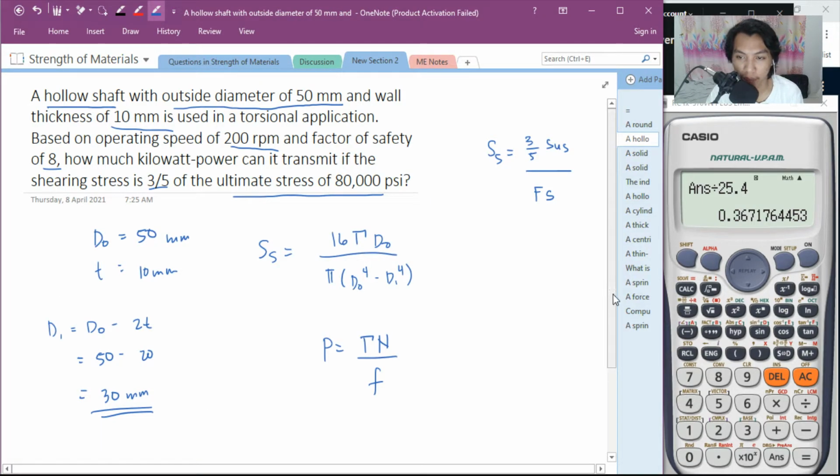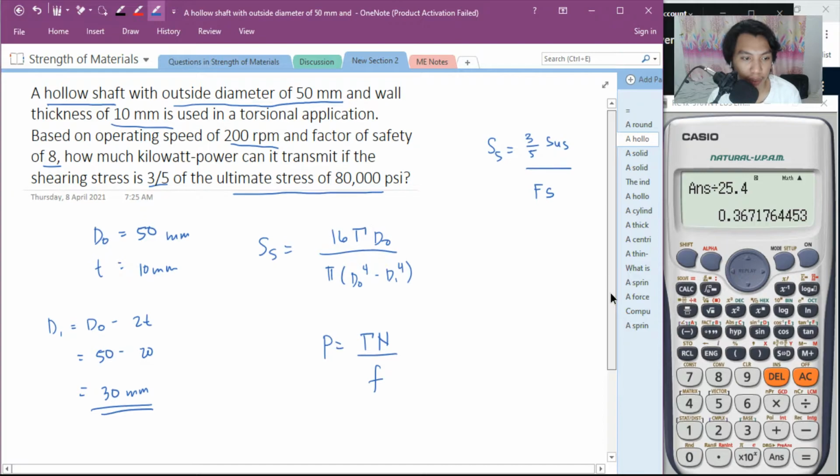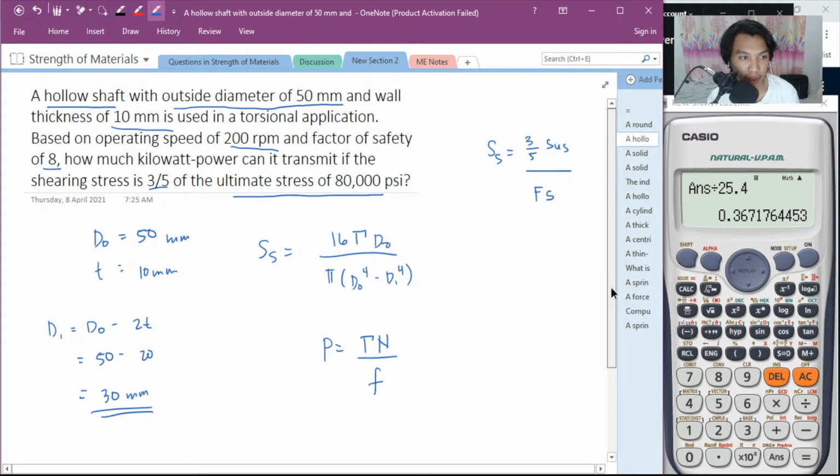Ayan. So, 3/5 of SU, SD, SUS. Shearing stress is equal to 3/5 of the ultimate stress. Ay, okay. Hindi pala ganyan. So, SS is 3/5 ng SUS. Ayan. Shear stress ka na agad. Tapos, the factor of safety. Based on operating speed, ang hinahanap dito is D. Hindi, yan na pala yung shear stress mo.